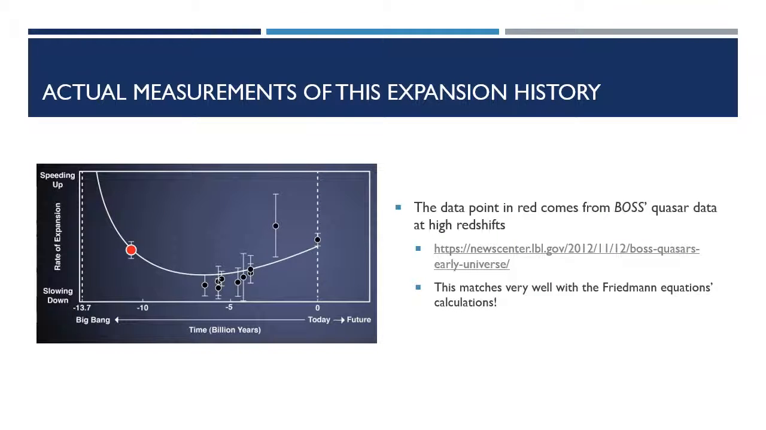And this is pretty cool. Here is an example of actual measurements of this expansion history of the universe. And there's the look back time. The red data point there is from the BOSS collaboration in terms of measuring some quasar data at high redshifts, finding that the universe was accelerating faster in the past, but we have measurements of it decelerating and now accelerating. And this is a really, really cool thing that we've actually measured the universe decelerating and accelerating.